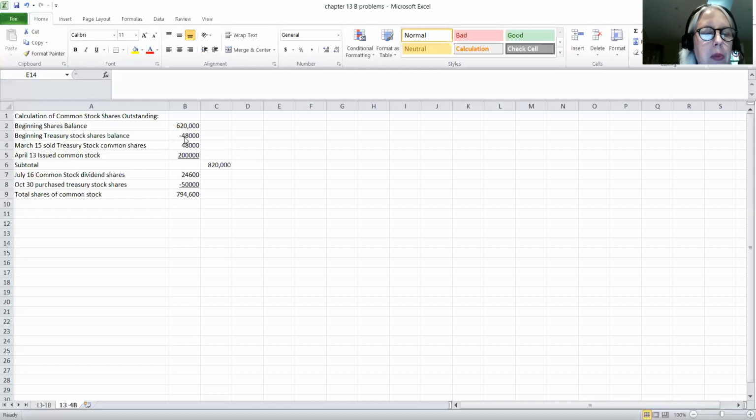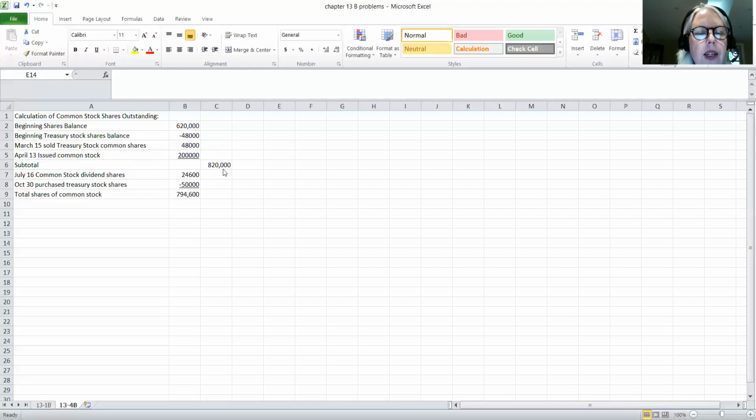Subtract your treasury stock beginning balance from the beginning balance of your common stock, and then we're going to add to that balance the March 15th treasury stock that you sold. In other words, you had treasury stock, then you sold it all, you put it back on the market, so it went in as a positive amount, because when you sell treasury stock, you're giving it back to the stockholders. Then on April the 13th, we issued some additional common stock shares of 200,000.